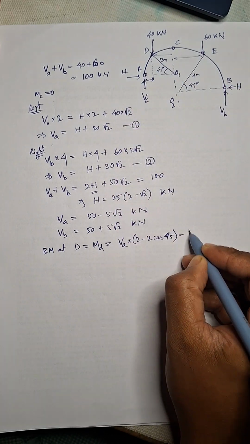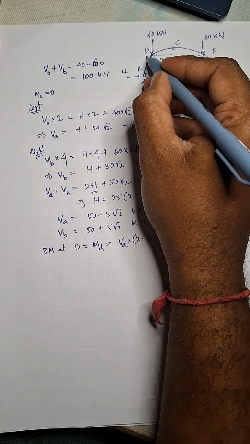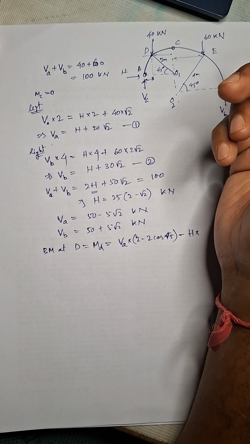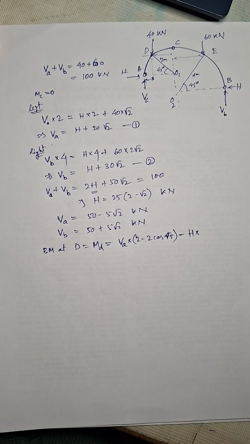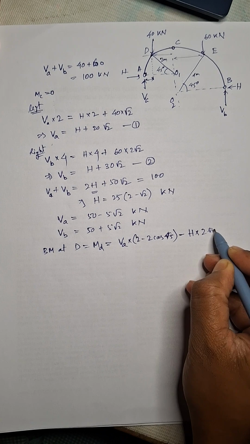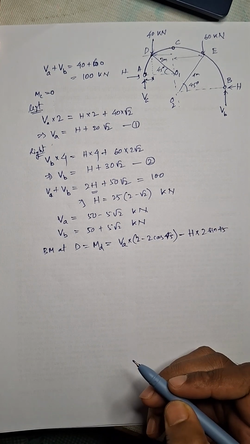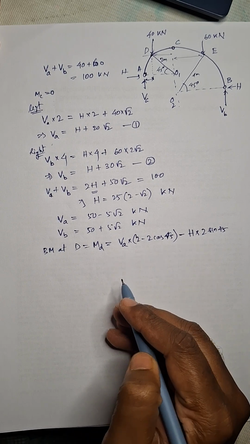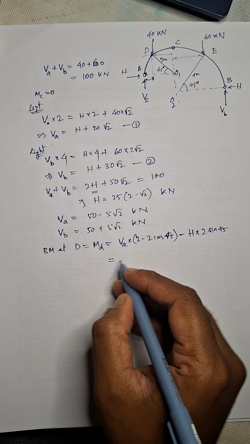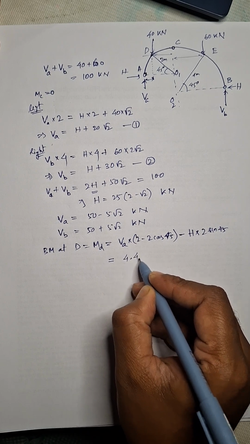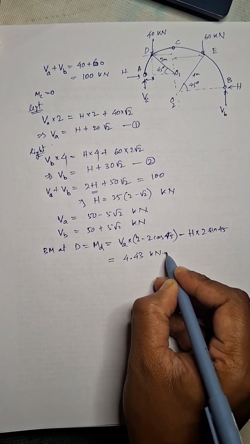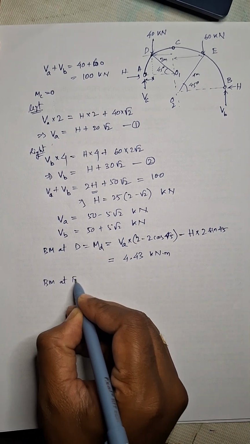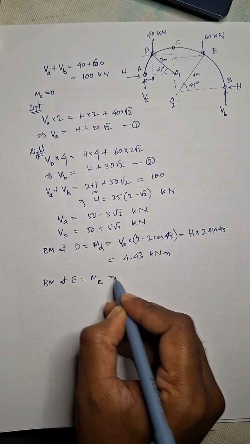Now H, on the left side of this cross section. So negative moment, H into the distance, this distance. This distance will be 2 sin 45, isn't it? So H into 2 sin 45. So this is the moment. If we put the value of VA and H here, then we'll get the value of moment at D as 4.43 kilonewton meter.